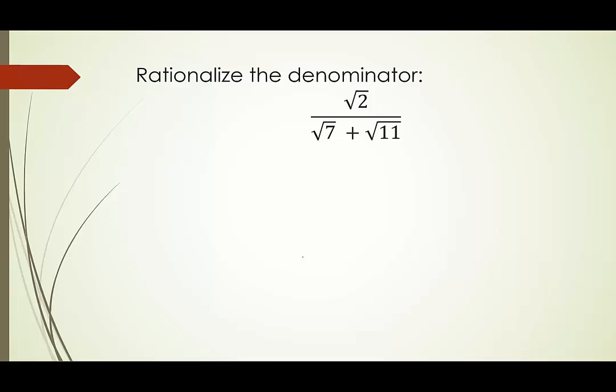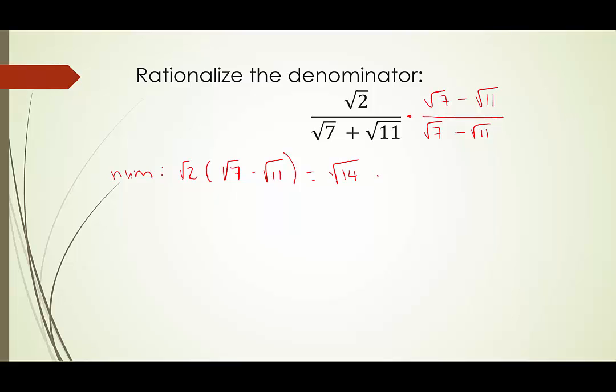In our next example, we want to rationalize the denominator, so we need to multiply by the conjugate, which would be the square root of 7 minus the square root of 11. We do the same thing to the numerator. Now we're going to simplify separately. So the numerator, we have the square root of 2 times the square root of 7 minus the square root of 11. This would be the square root of 14 minus the square root of 22.